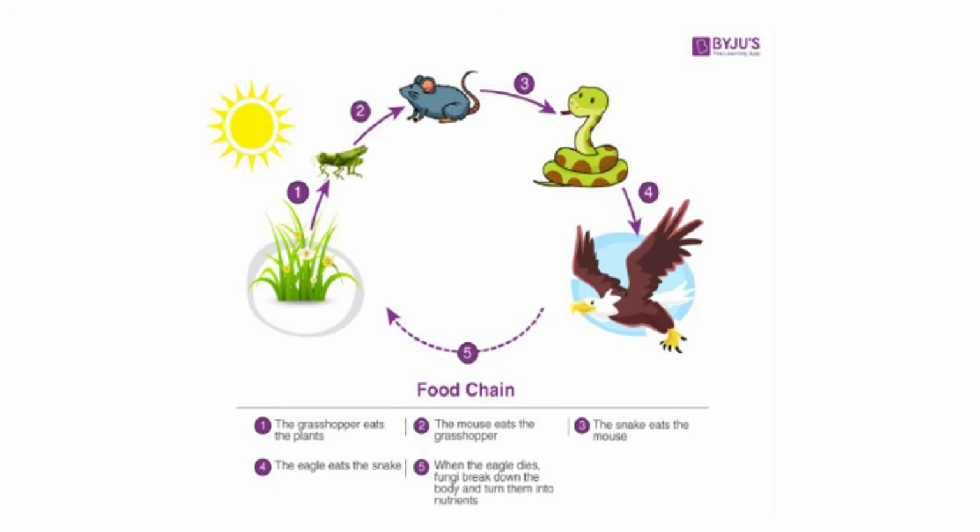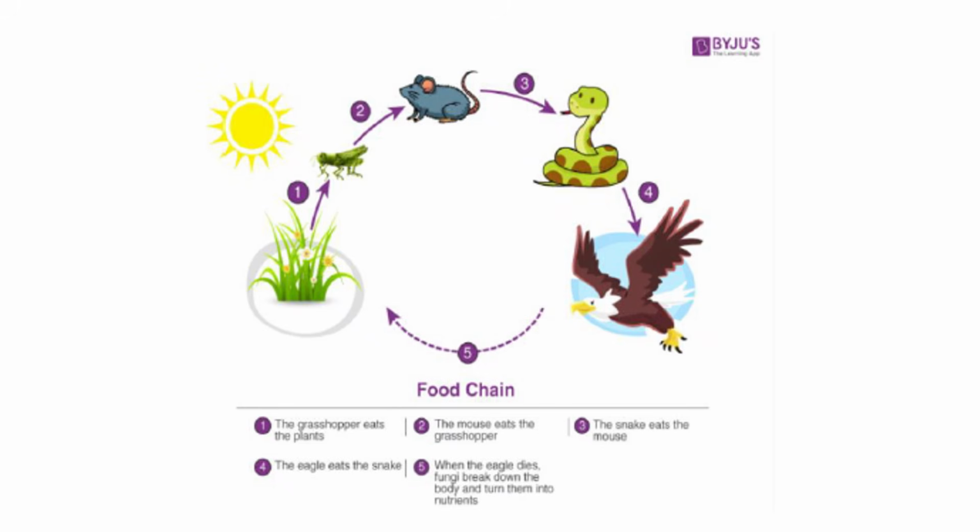The grasshopper is the primary consumer here. It eats the plants, getting energy from them. It's a herbivore, meaning it only eats plants. Then we have the mouse. It's the secondary consumer. The mouse eats the grasshopper. It's an omnivore or small carnivore that eats other animals.